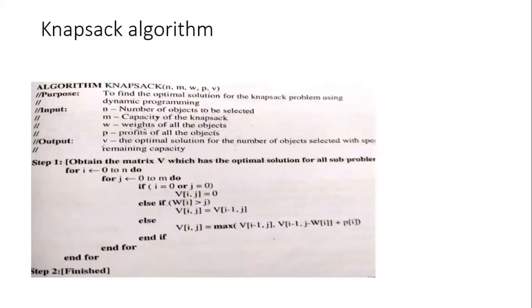So this is the algorithm. We have already learned the algorithm in our theory classes. First, I have to find the matrix V, which has the solution for all subproblems, and this is the code: i equals 0 to n and j equals 0 to m. I am writing the profit matrix, in which V[i][0] equals 0. Initially it will be initialized to 0, that is, the first row and first column will be initialized to 0.